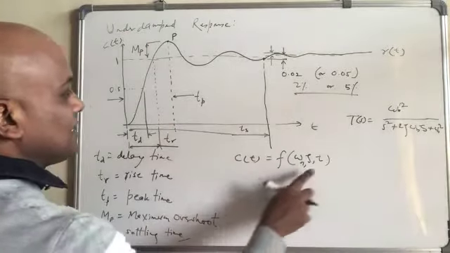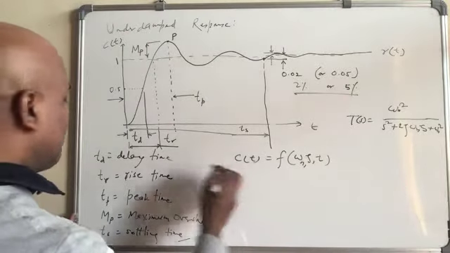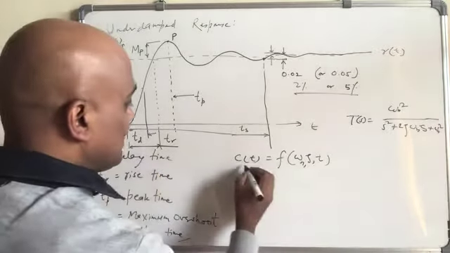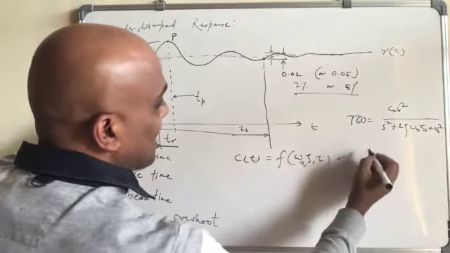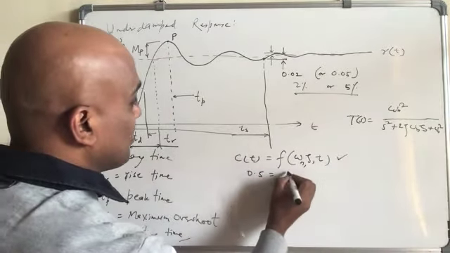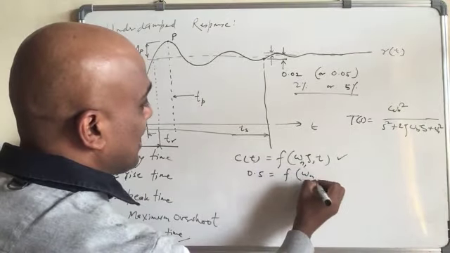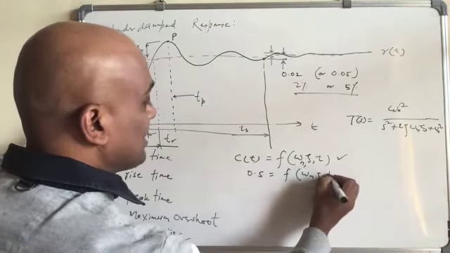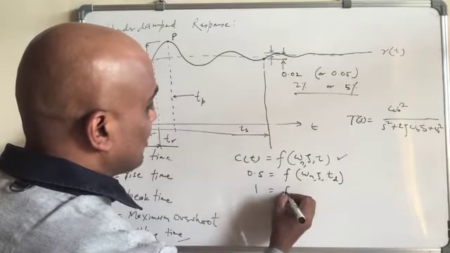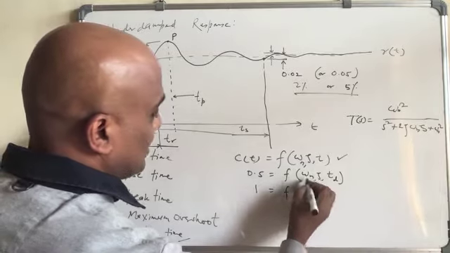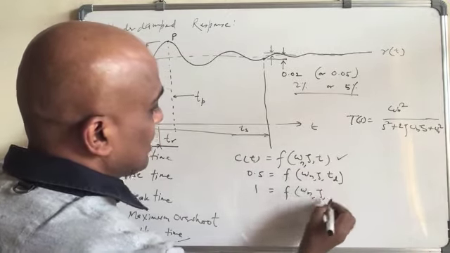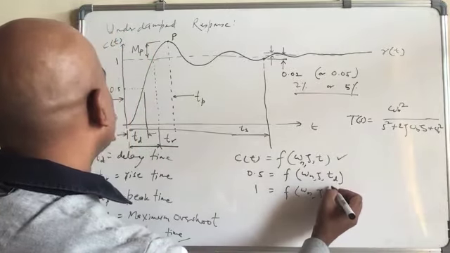So for example, how do you find the delay time? We derived this yesterday. We say 0.5 equals a function of omega n, zeta and t d, the delay time. Then we get omega n and zeta.